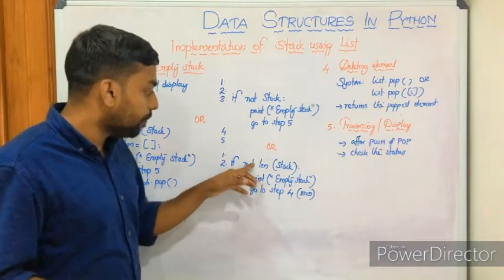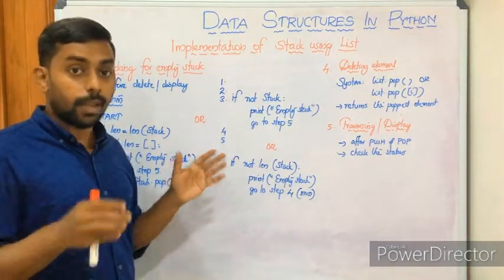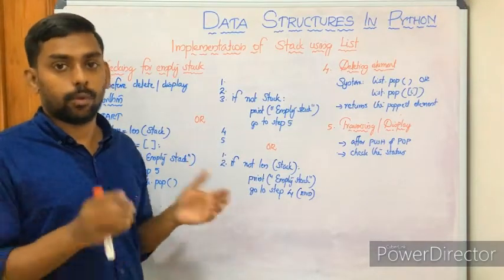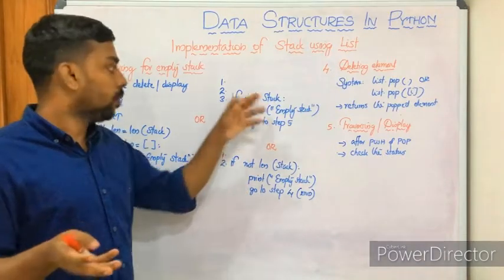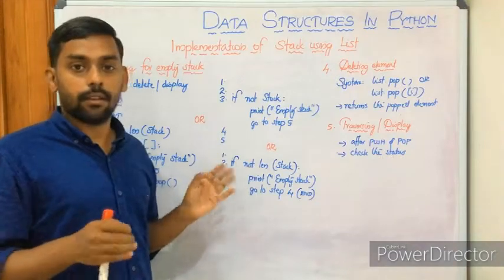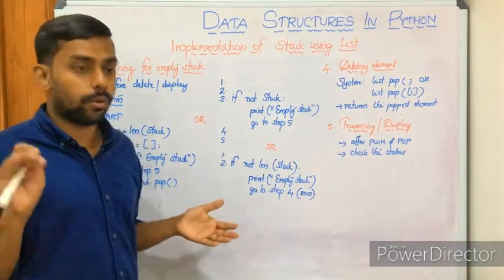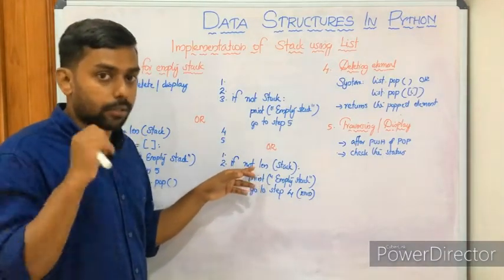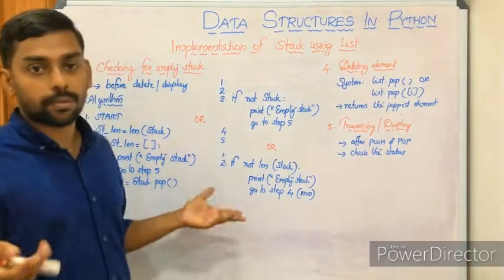Okay, second step is if not ln of stack, just like if not stack. If not stack or if not ln of stack, both are the same. If not stack means if not 1, meaning 0. Here, if not ln of stack, there is no length, meaning 0 length. That means 0. If not ln of stack, it won't be positive, meaning 0. Okay, empty stack. And the last step is end.